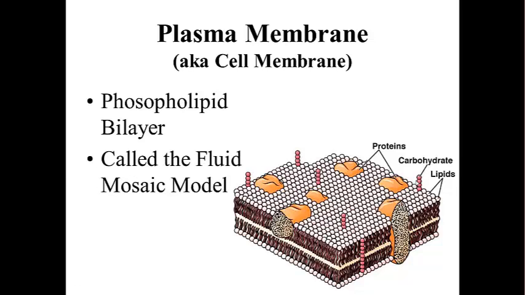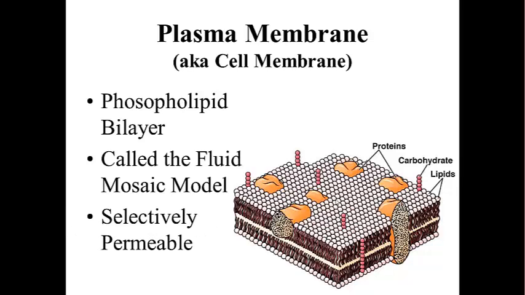It's called the fluid mosaic model because it looks like a mosaic painting where lots of pieces fit together. So it's fluid because it has lipids, and lipids is another word for fat, like oils. So it helps keep the cell membrane nice and fluid.